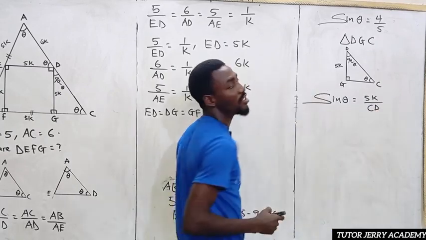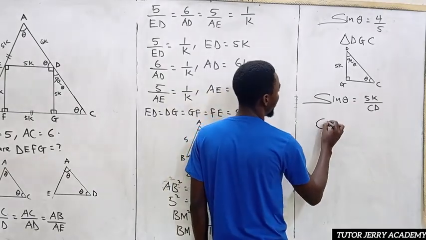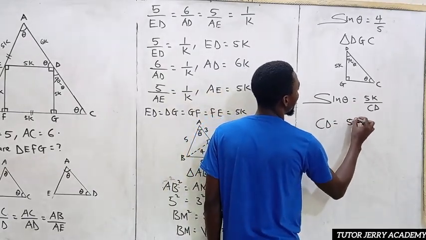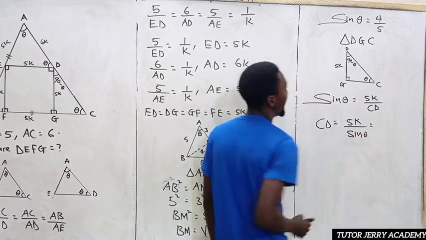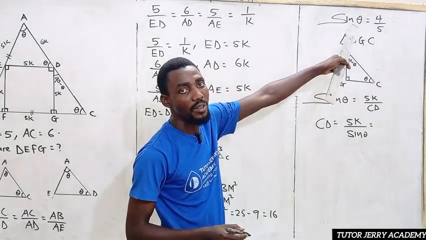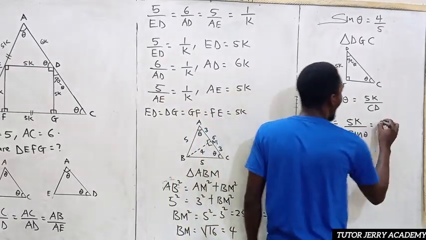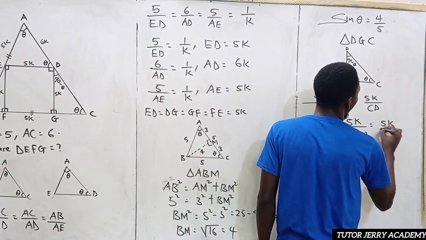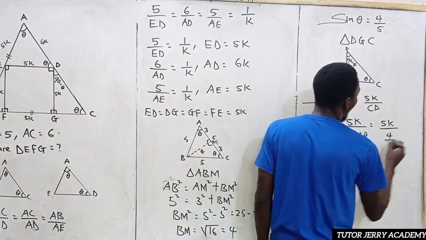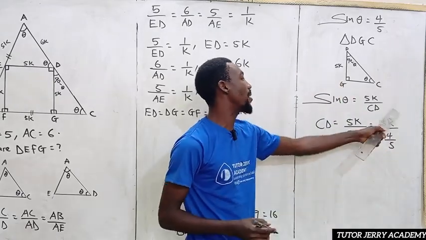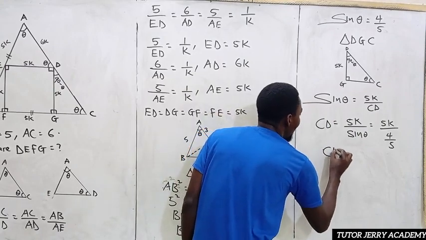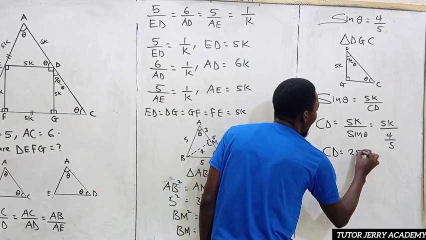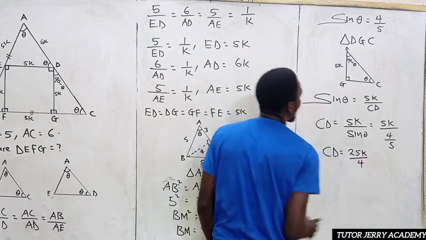So if we make CD the subject here, CD will be equal to 5K all over sine theta. But don't forget that we have gotten the value of sine theta to be 4 over 5. So we are going to have 5K all over 4 over 5. Don't forget, this 5 will come back to multiply this. So we are going to have our CD equal to 25K all over 4.